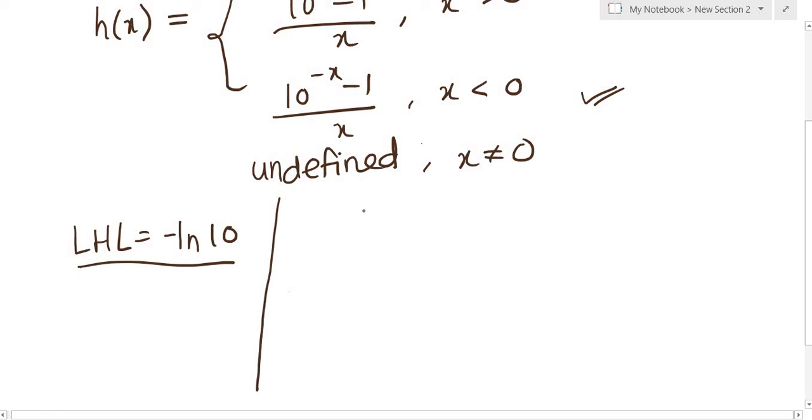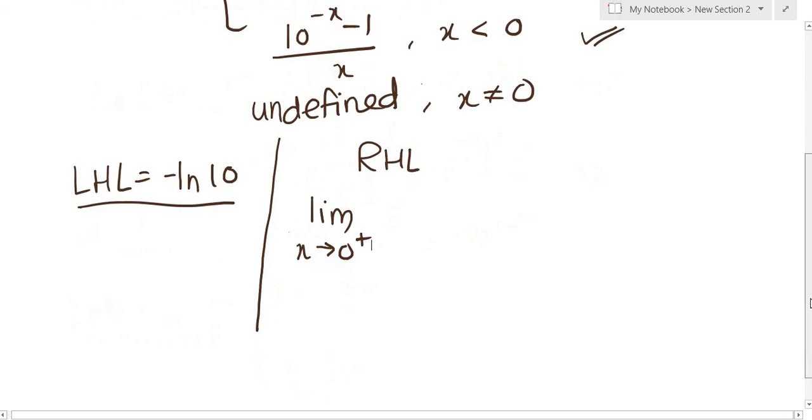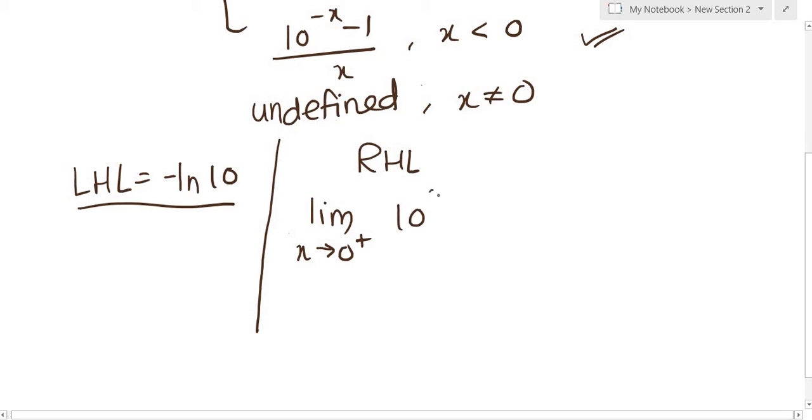Okay, so let's calculate the RHL. The limit as x tends to 0 from the positive side, we need to use the upper part of it. We need to use this definition because we are slightly greater than 0. So 10 raised to x minus 1 all over x, and there's no need to multiply or divide by negatives, it's just the direct formula. Now the natural log of 10.